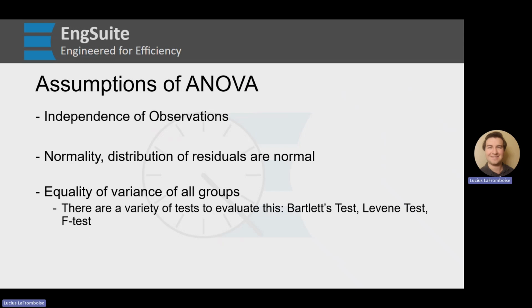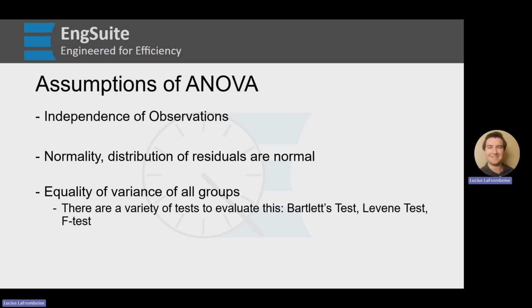So there are some assumptions of ANOVAs that we have to meet first. The first is independence of observations. That just means that each of our measurements is independent of others. So they would be measuring different parts for the same dimension. That would be independent observations. We're not measuring the same dimension on the same part over and over and over. The second would be normality, that the distribution of our residuals are normal. So the distribution of our measurements are normal. And the last is equality of variance of all groups.